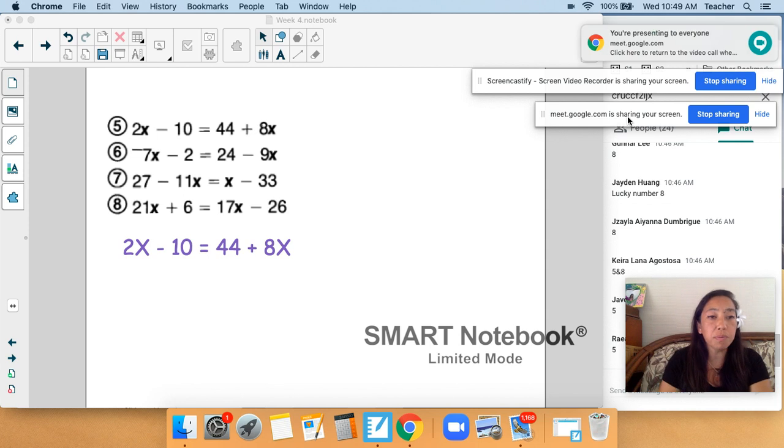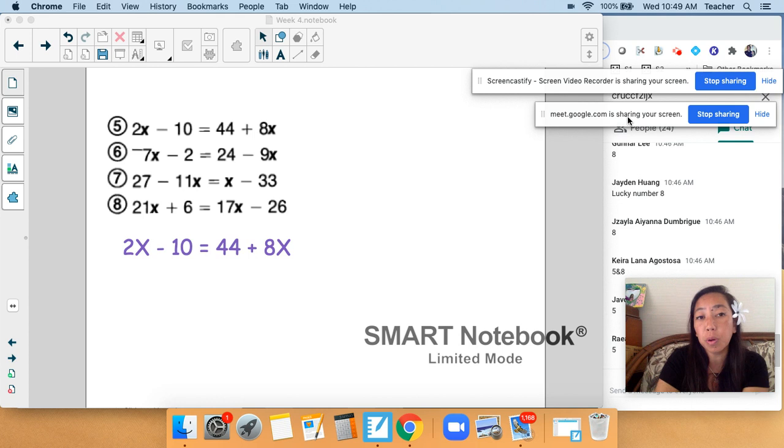Okay, so here are some problems from your homework. In these problems, you have variables on both sides. That's a little different than when we were doing our solving equations multi-step, and the variables were on the same side of the equal sign. This time they are on different sides of the equal sign. So right now we're going to go over number 5.